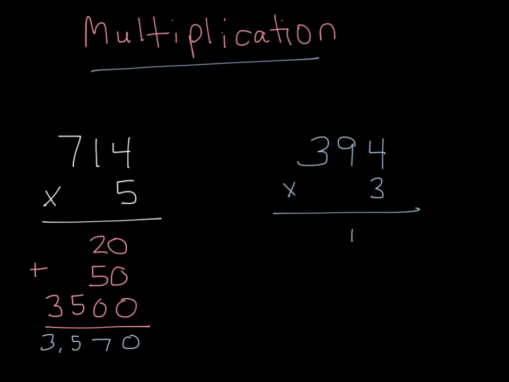3 times 4 is 12. 3 times 9, but 9 represents 90. That's right, you caught it. 90 times 3 is 270. Let me show you with my highlighter where I got that.